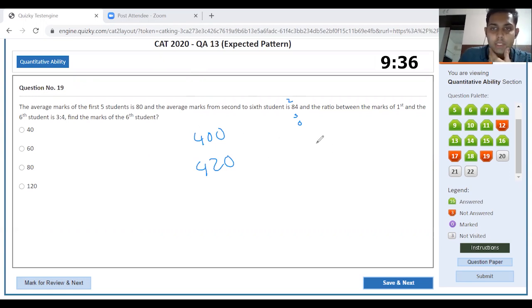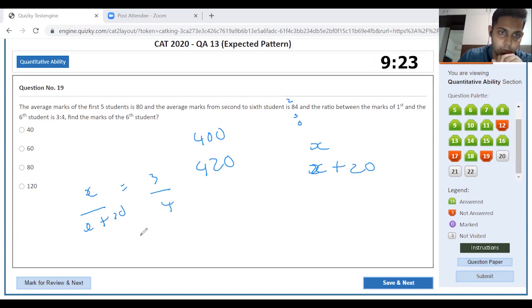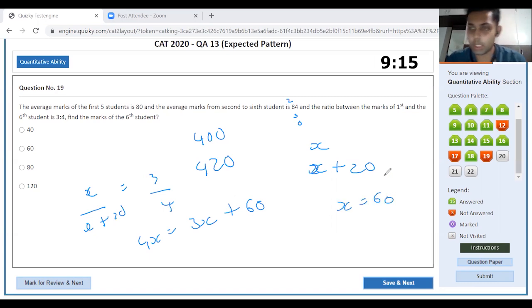So if the first guy is x, this last guy is x plus 20. X plus 20 is equal to 3 by 4. 4x is equal to 3x plus 60. So x is equal to 60. That means he is 80. Sixth guy is 80.